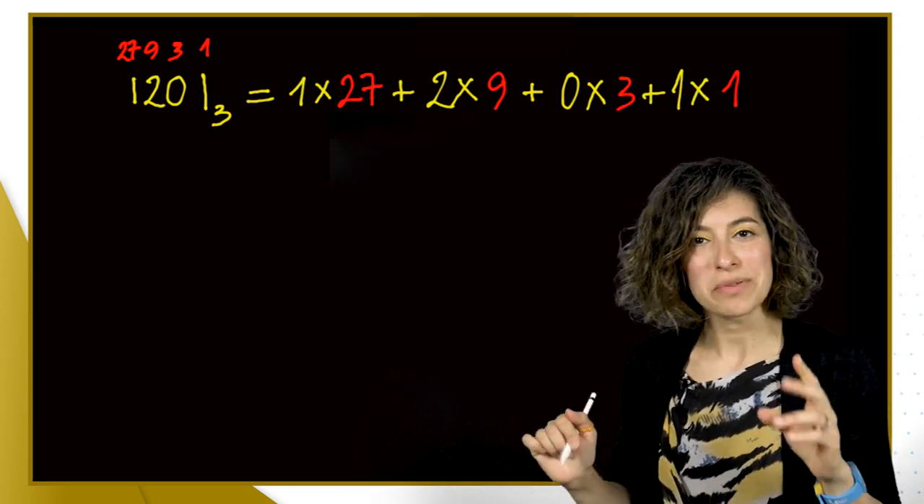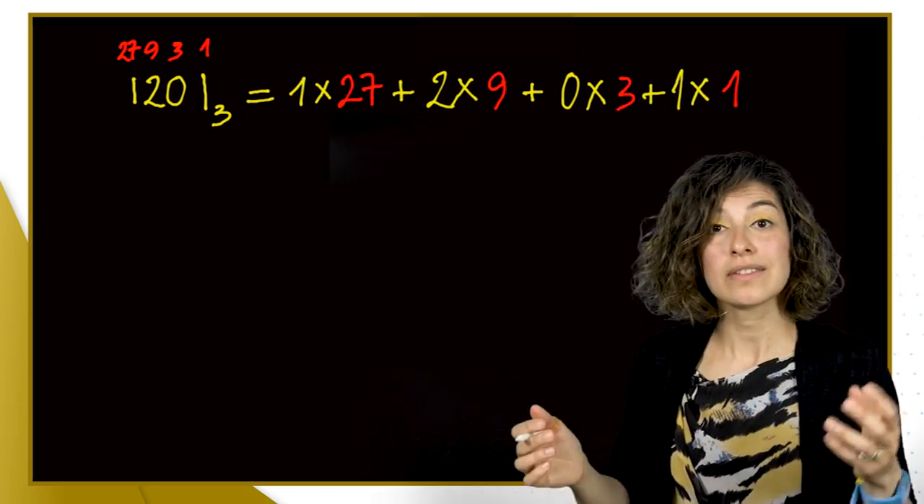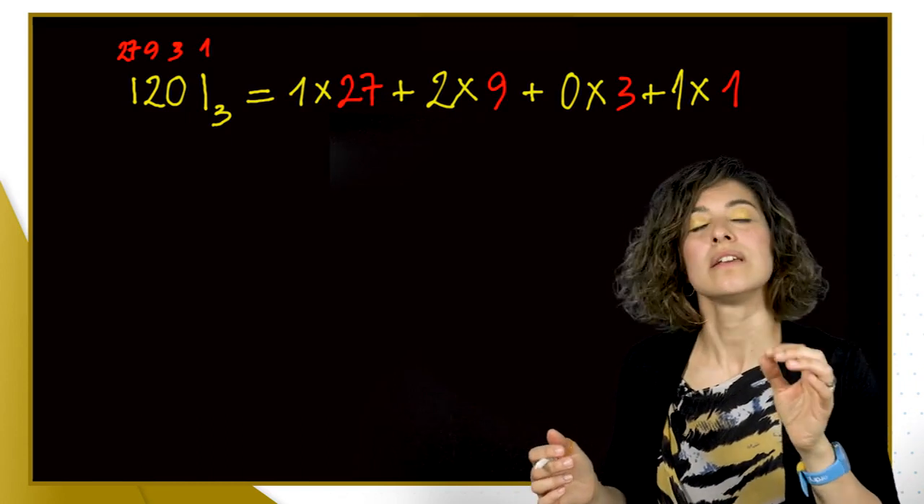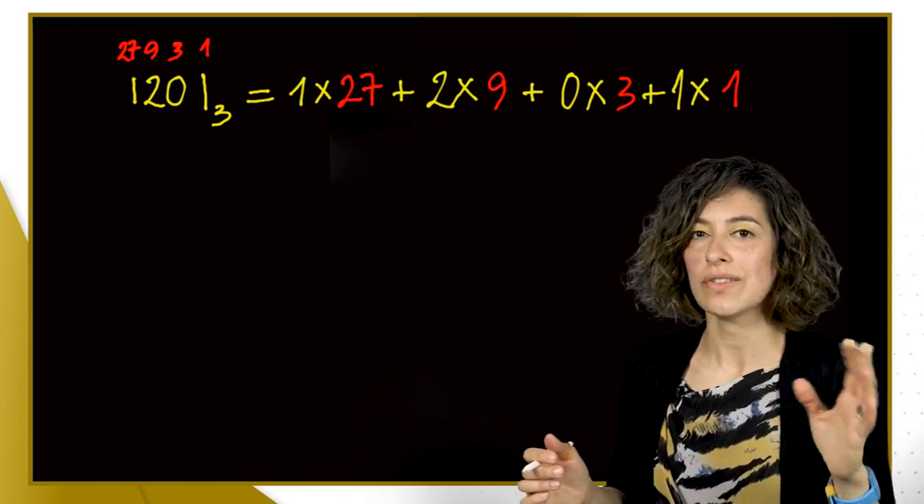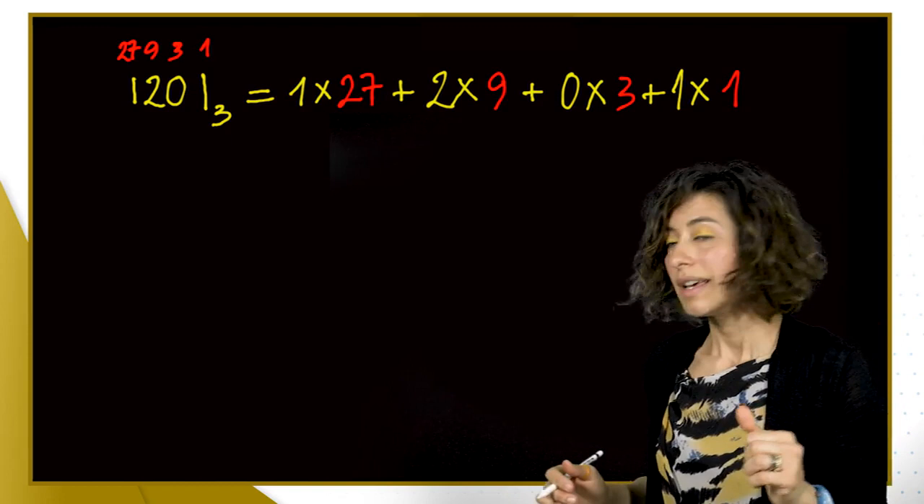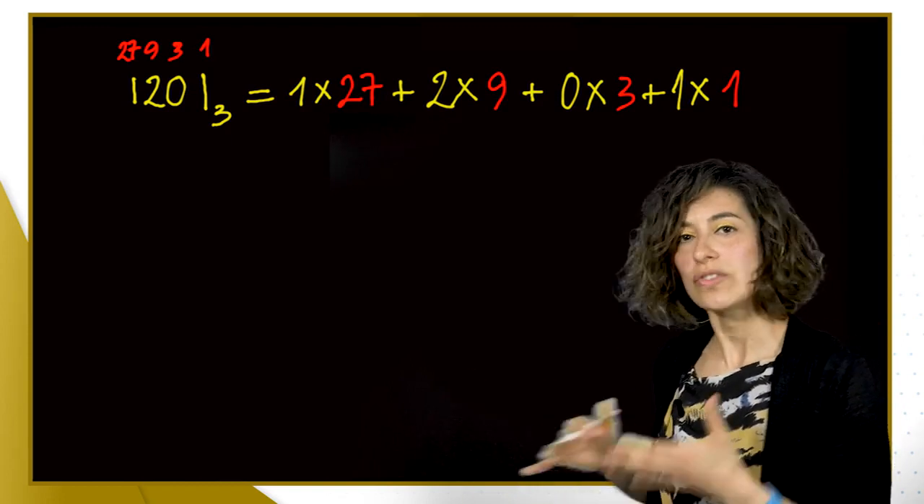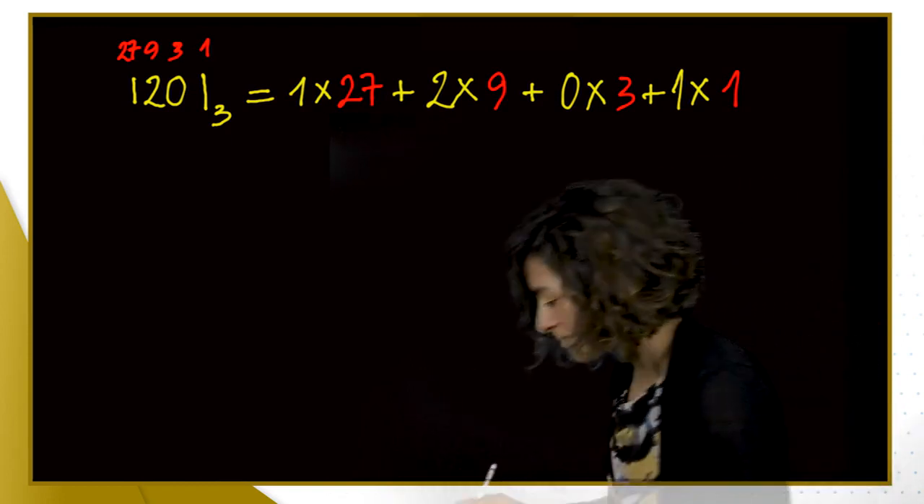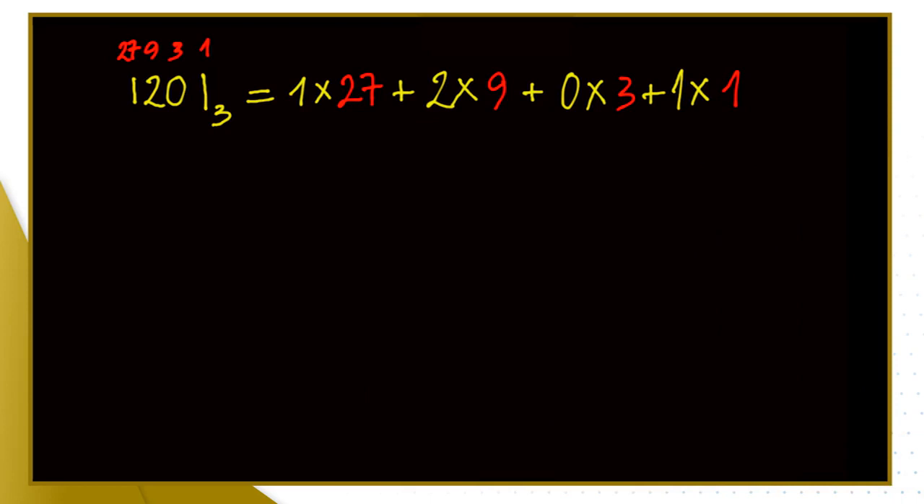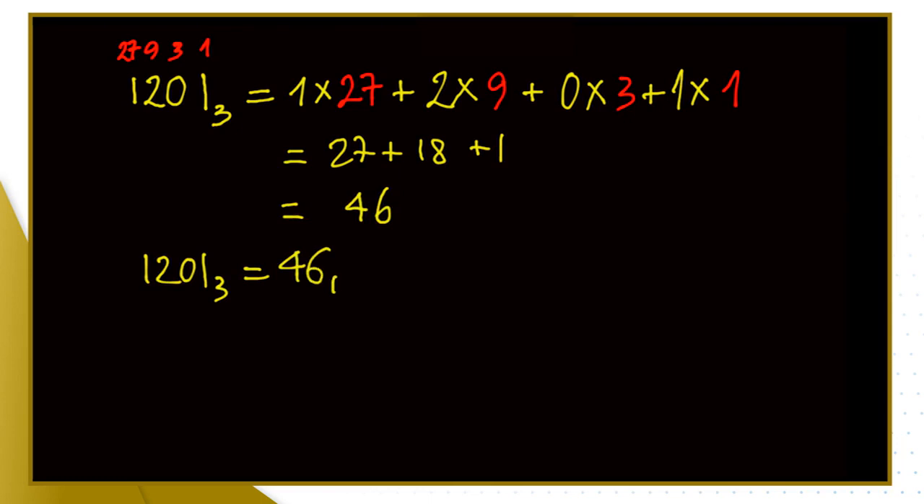And that was a number in ternary, base 3, because the digits were 1, 2, 0, 1. There were no digits 3 or greater. Now we have the expanded form, we just do the calculation and get on with it. So we've got 27 plus 18 plus 1, that makes 30, 40, 46. And so 1201 in ternary is 46 in decimal.